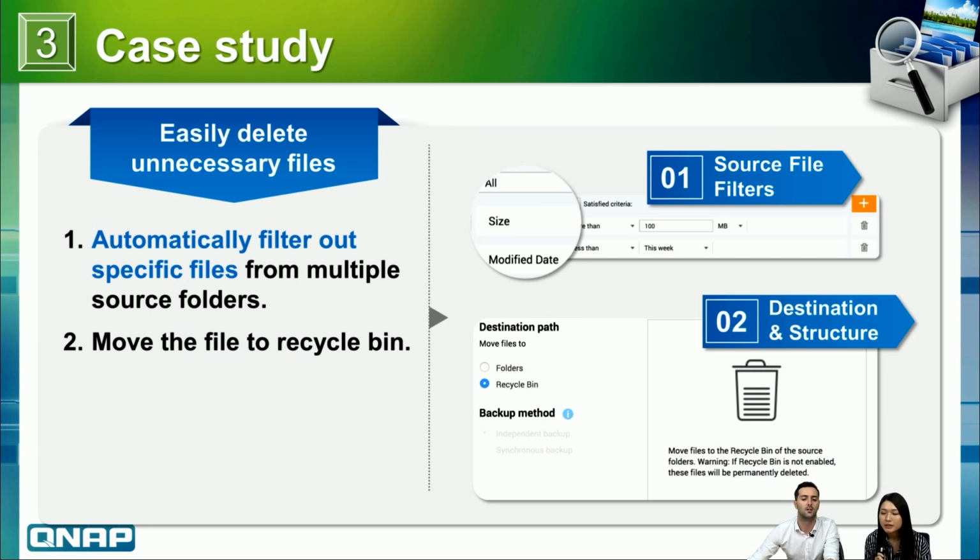The next one is that if you want to delete some files, you can set up conditions, like the size being more than 100 megabytes, or the modified date being before this year, so last year's files will be deleted. Just choose the destination as the recycle bin, and everything will be done. This one is for deleting.